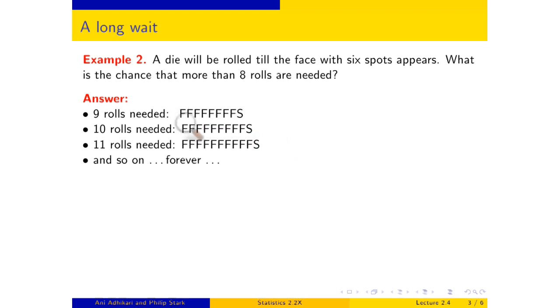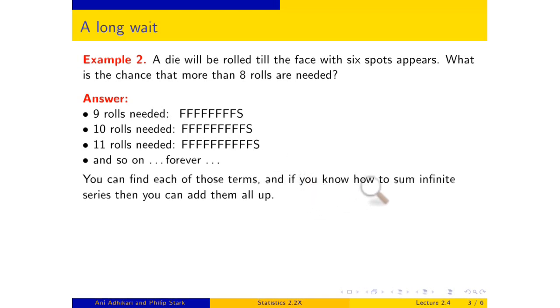Now, you can certainly find the chance of this. This is 5/6 to the 8th times a 6. This is 5/6 to the 9th times a 6, and so on. You can find all of these. So you could go ahead and do that, and if you know how to sum an infinite number of terms, then you can do the algebra and you'll get an answer. But by now you know me well enough that that is not what I'm going to ask you to do. Surely there has to be a better way.